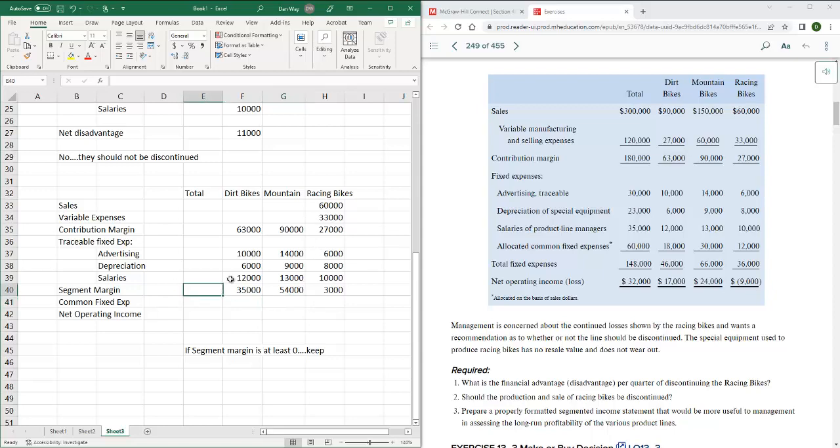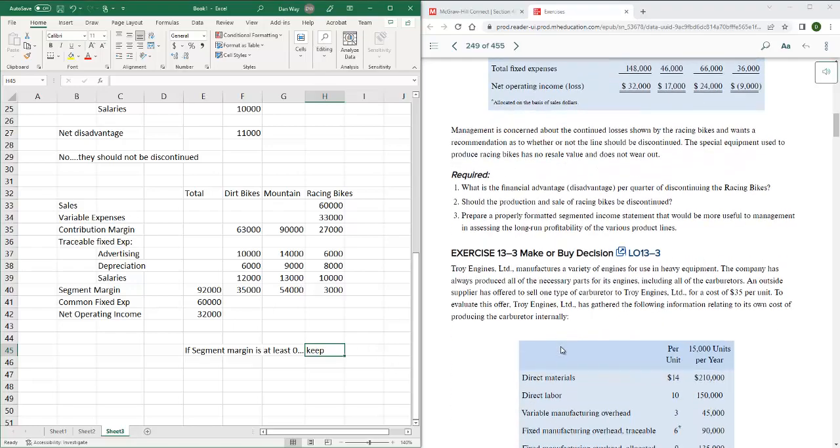I'm just going to pull the totals over here. Total segment margin then for the company as a whole, the dirt bike segment margin plus the mountain bike segment margin plus the racing bike segment margin, for a total of 92,000. Then they've got those common fixed expenses at 60,000. So total net income for the company, that same 32,000 that we showed earlier. Okay, so just rearranging some things to give a hopefully more useful view of profitability of the individual segments. Again, for our purposes, if segment margin is at least 0, we're going to assume we want to keep that thing.